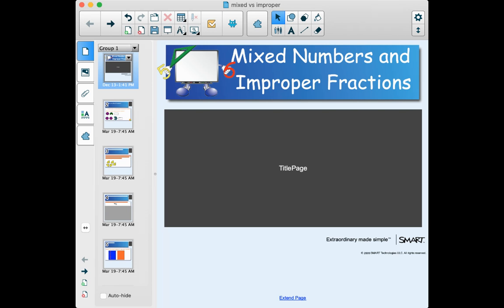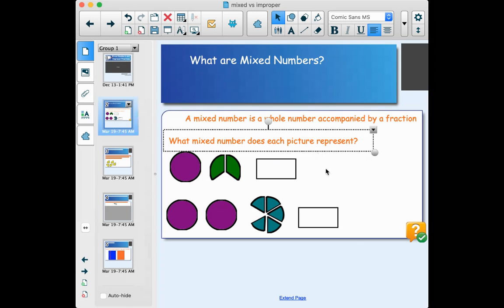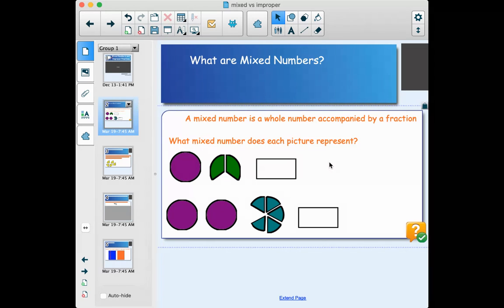Good morning, everybody. We're going to talk today about mixed numbers and improper fractions. You may have seen these before, but let's make sure we remember what they are. So let's start with mixed numbers. A mixed number is called a mixed number because it's a mix of a whole number and a fraction. It's a whole number with a fraction part.